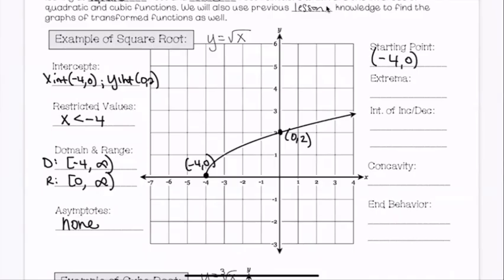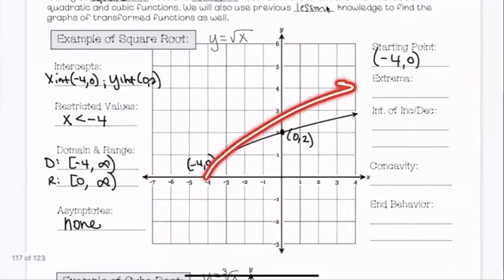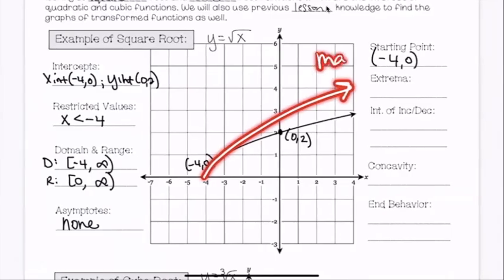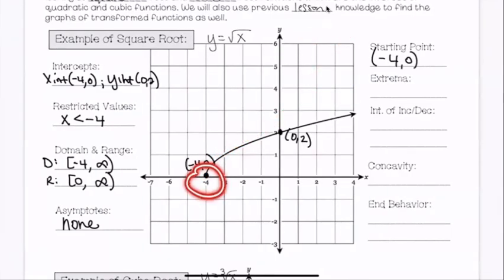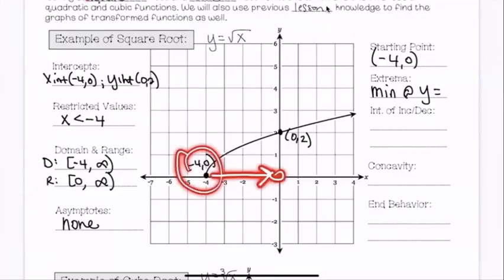Next, we have extrema. Remember, extrema are going to be our minimum and our maximum points, minimum being a low point, maximum being a high point. And we're looking for a definitive point where the graph does exist. If you look at our graph, it goes up forever. So it does not have a maximum point because it goes towards infinity. It does have a minimum point right there. Put minimum at, and then normally we're just looking for that y value. So here's our lowest point. It goes towards 0 on the y-axis.